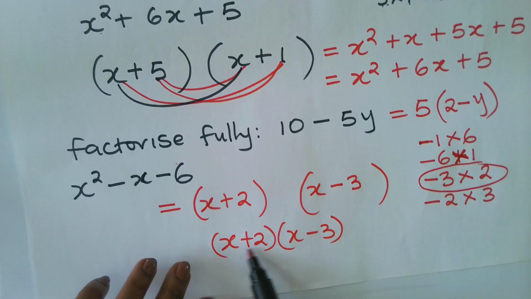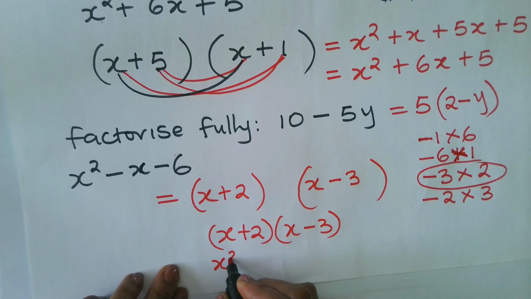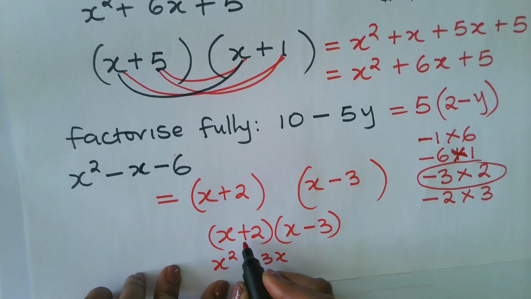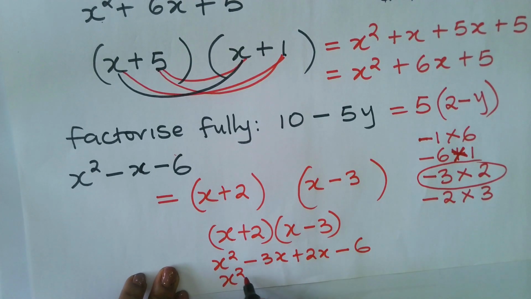So if we try to expand this, we're going to get x squared minus 3x plus 2x minus 6. Now x squared minus x minus 6.